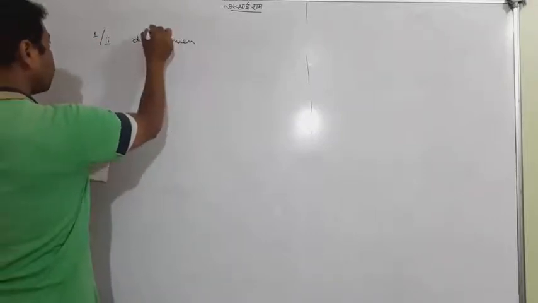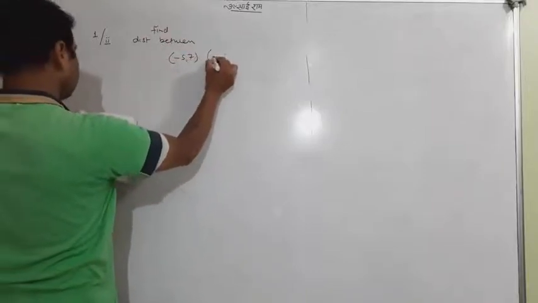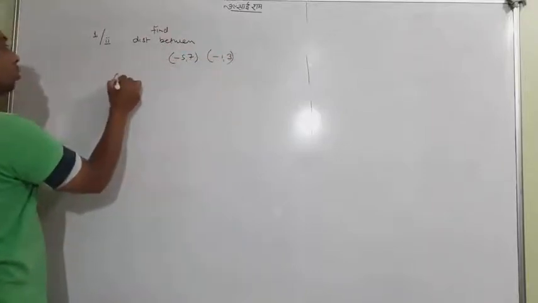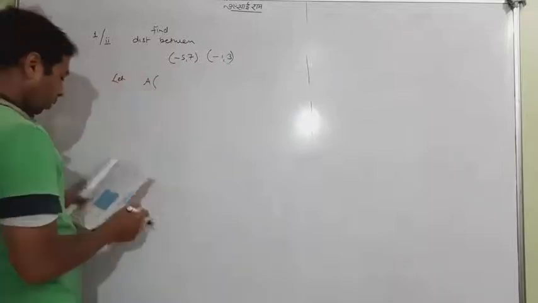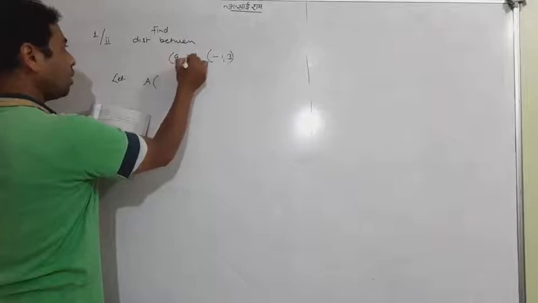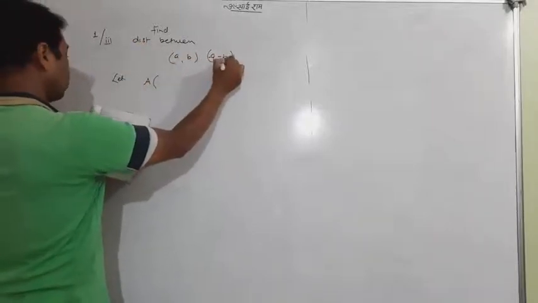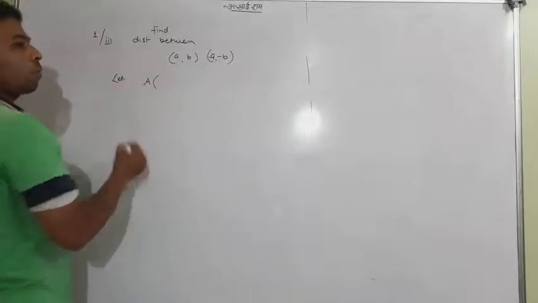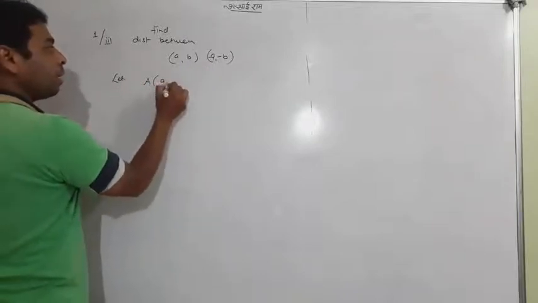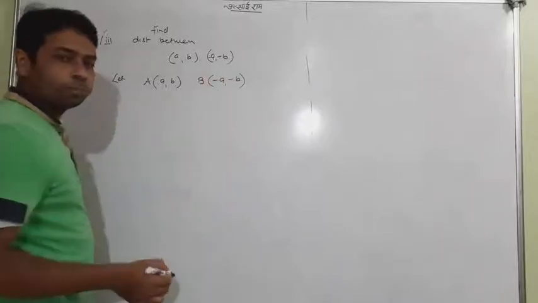Find the distance between (minus 5, 7) and (minus 1, 3). So you can consider it as A. Recently I took this. So suppose it is (a, b) and it is (minus a, minus b), the third question. Now you can start, let A be (a, b) and B be (minus a, minus b).